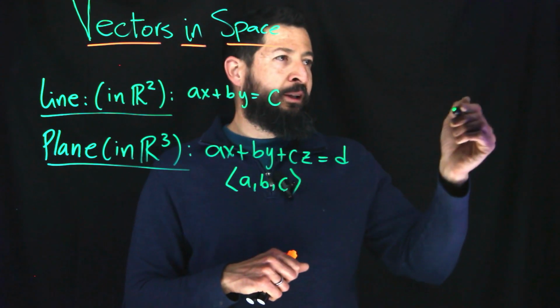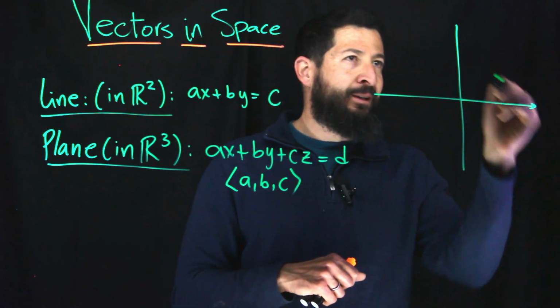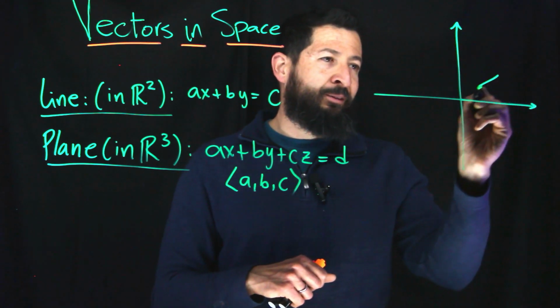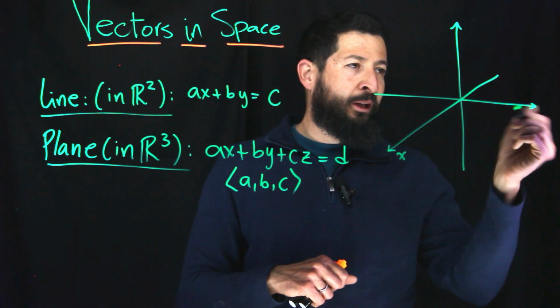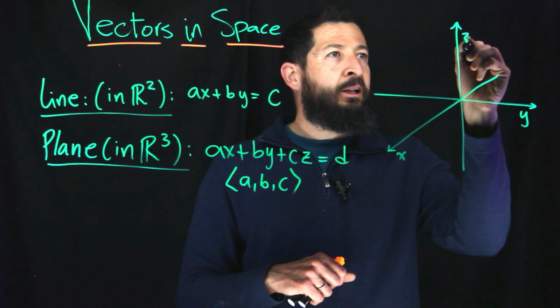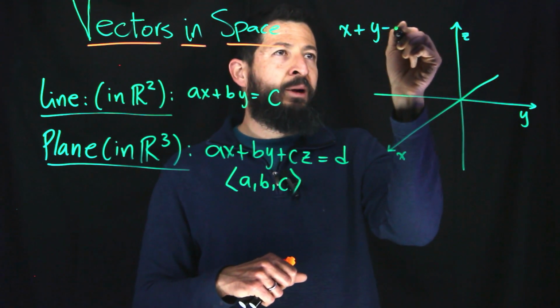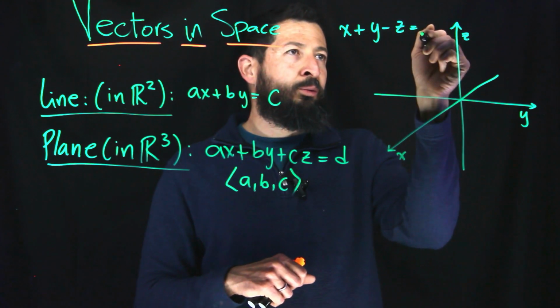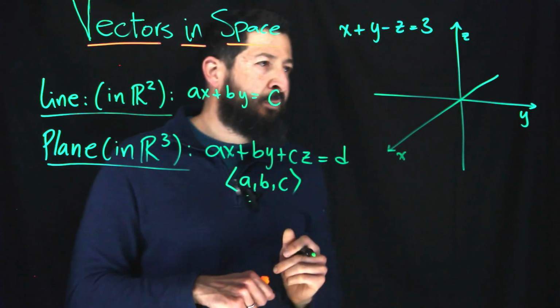So let me try to do it here still. I think I have enough space. I don't want to be erasing all the time. I mean, if I have to, I will. But let's do an example here. Let's say that we have something of the form x plus y minus z equals 3. I don't know, something like that.